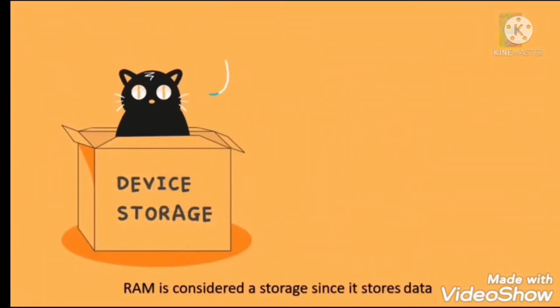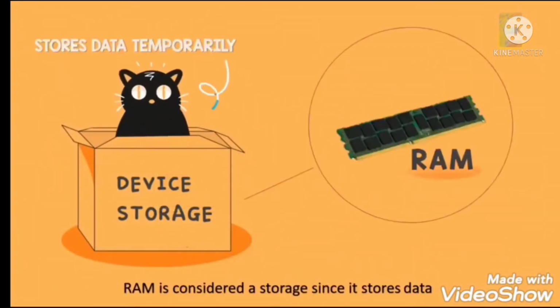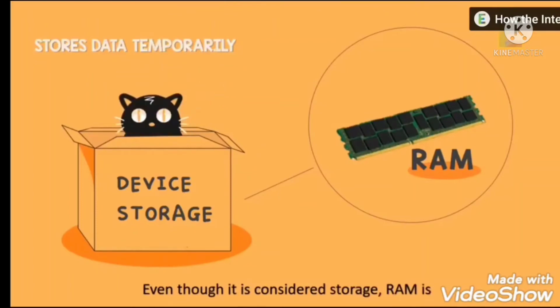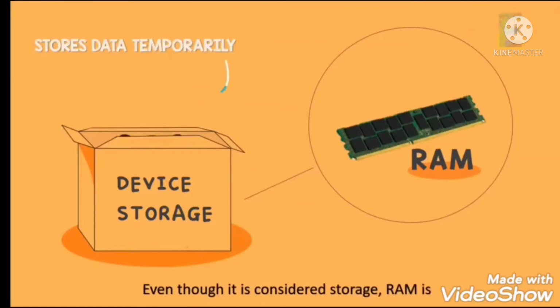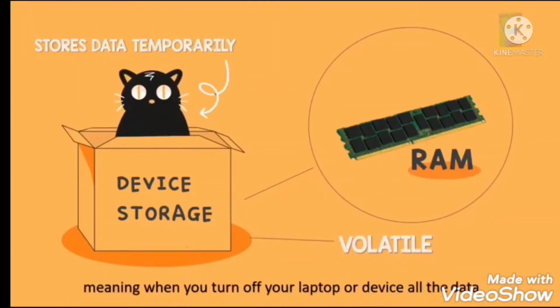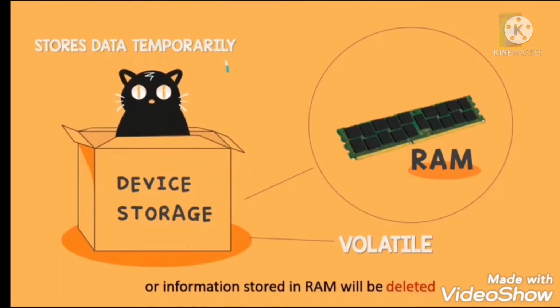RAM is considered a storage since it stores data or information in your device temporarily. Even though it is considered storage, RAM is a volatile type of storage, meaning when you turn off your laptop or device, all the data or information stored in RAM will be deleted.